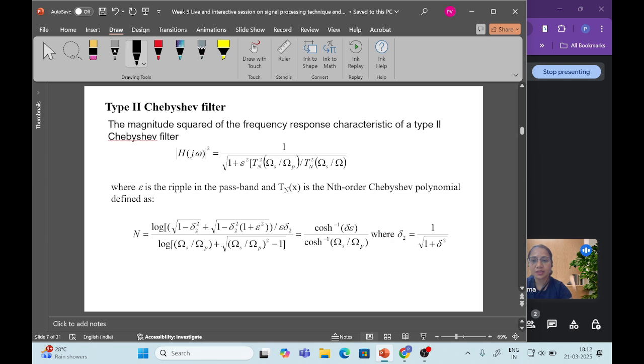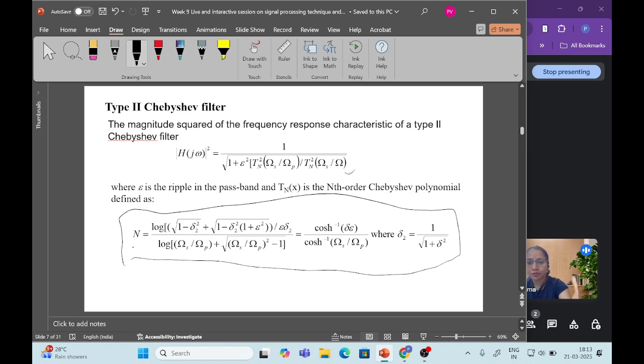Now this is a Chebyshev 2 filter, and its frequency response characteristic is defined by this equation. And for the nth order Chebyshev polynomial, the order of the filter is defined by this equation. Okay, so we will use it while we solve the problems.